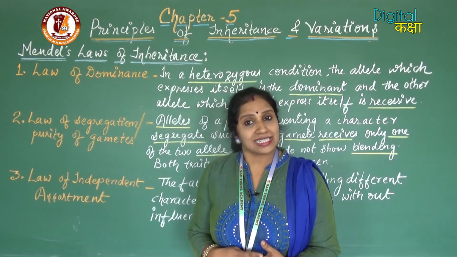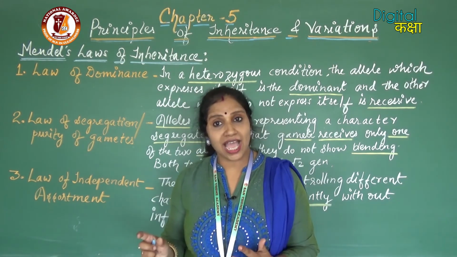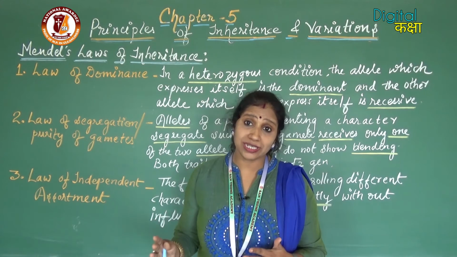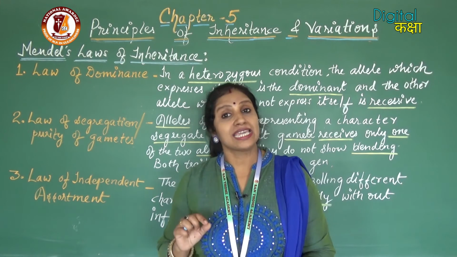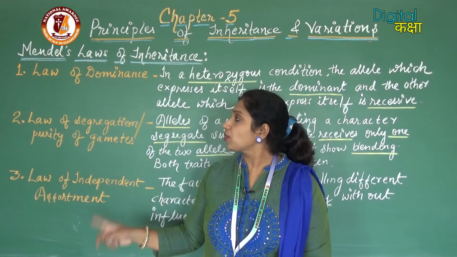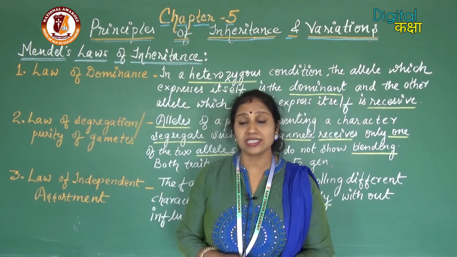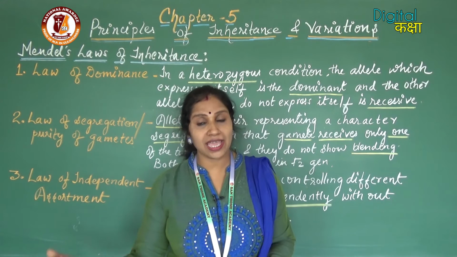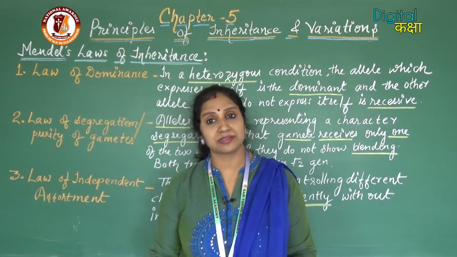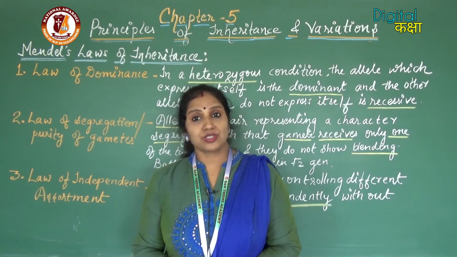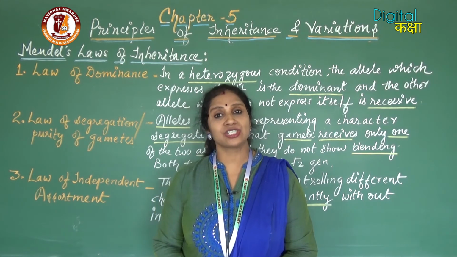So, in this class, we have studied Mendel's dihybrid cross, the Punnett square, and all the 3 laws of inheritance, in which Mendel's law of dominance and law of segregation were the result of the monohybrid cross, and on the basis of the dihybrid cross, the law of independent assortment was given. So, we have come to the end of this video. I hope Mendelian genetics is clear to you.